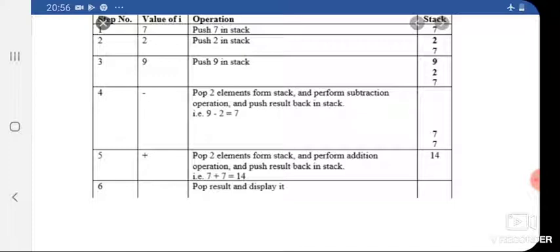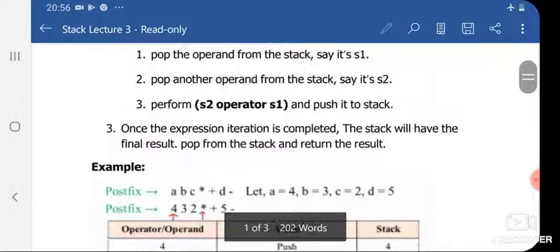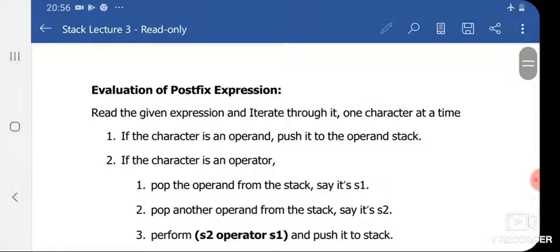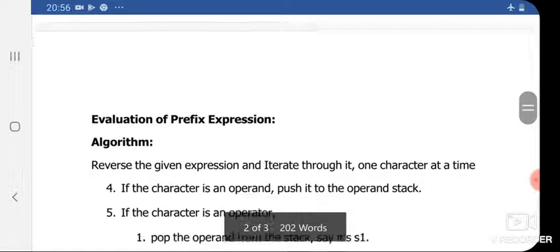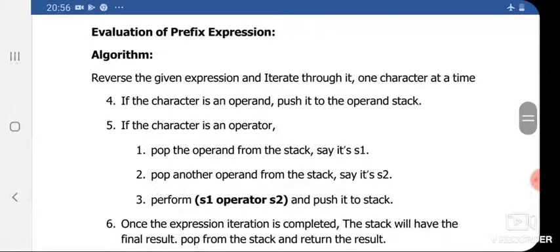So in this lecture we have seen an algorithm for evaluation of a postfix expression, as well as we have seen an algorithm for evaluation of a prefix expression. In both evaluations we make use of a stack. Also we have seen both concepts with the help of an example.